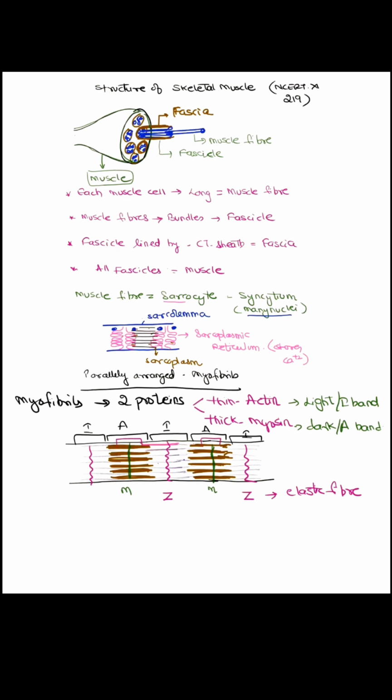The part of the A band which does not contain the overlapping of actin is called the H zone, which is at the center of the A band. The part of the myofibril present between two successive Z lines is called the sarcomere, and the sarcomere is the functional unit for the contraction of muscle.